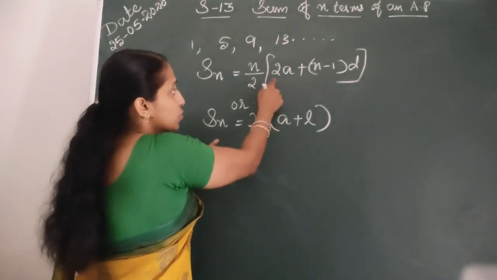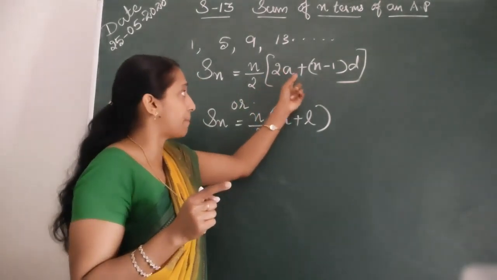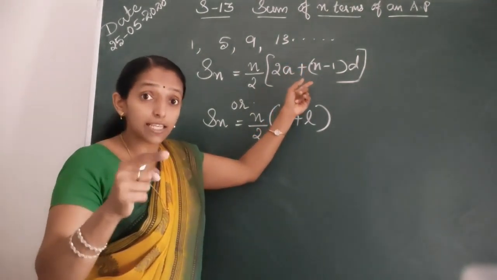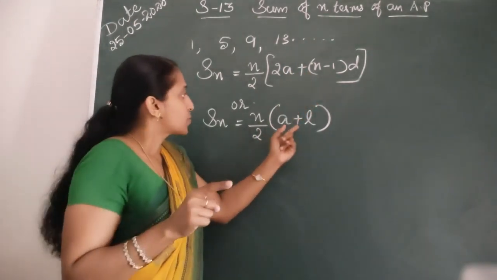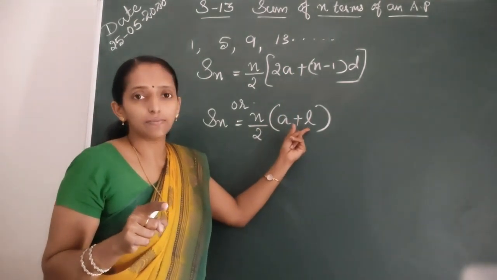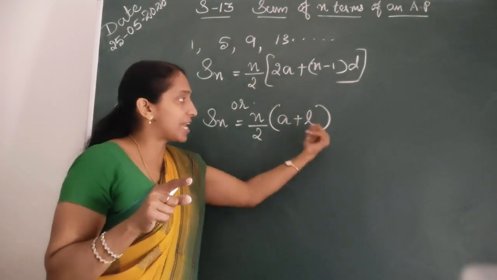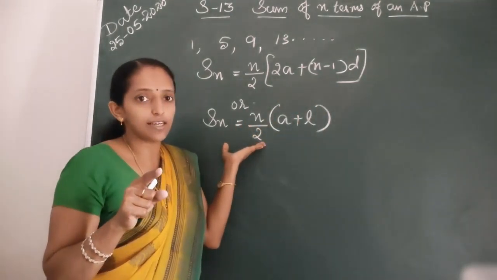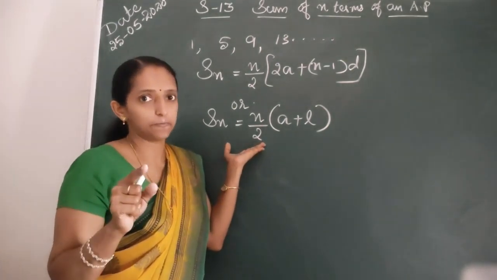Right? So this 2a we will split. 2a we will split as a plus a, and a plus (n minus 1) into d is our nth term, last term. So instead of a plus (n minus 1) into d, you can write L. So the formula in the short form, if the last term is given, we can apply this formula to calculate the sum: n by 2 into (a plus L).